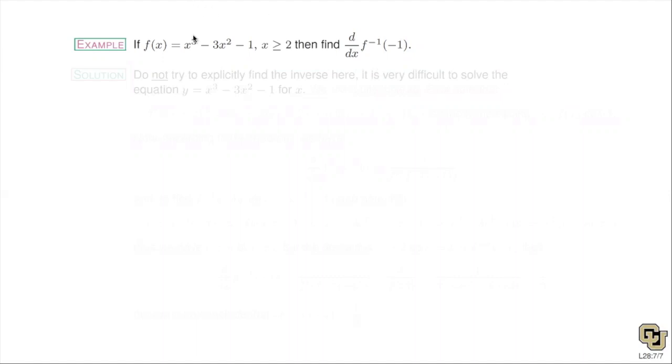So here, we're asked to find the derivative of the inverse of f at -1. Make sure you understand the notation. This -1 is an inverse. This other -1 is in the domain of f inverse, or in the range of f. Okay, so I want the derivative of the inverse at the number x equal to -1.